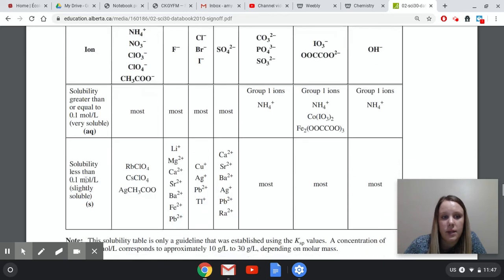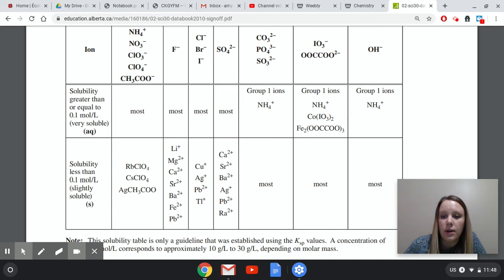If you have something that doesn't like to dissolve, like candle wax, if I put that in water and stir, it just won't dissolve. That's going to be slightly soluble, and we would put a solid behind that chemical formula. Now, this doesn't mean that wax would never dissolve in water. For most compounds, if you heat the temperature up and agitate it enough, things will eventually dissolve in water. But for us, we're looking at room temperature, standard conditions.